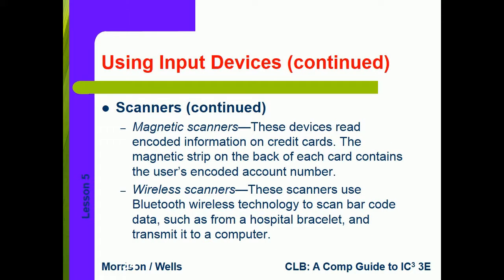Using input devices, continued. 34. Scanners, continued. Magnetic scanners. These devices read encoded information on credit cards. The magnetic strip on the back of each card contains the user's encoded account number. Wireless scanners. These scanners use Bluetooth wireless technology to scan barcode data, such as from a hospital bracelet, and transmit it to a computer.